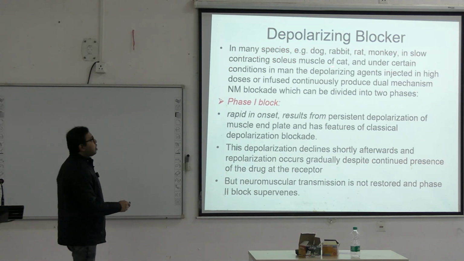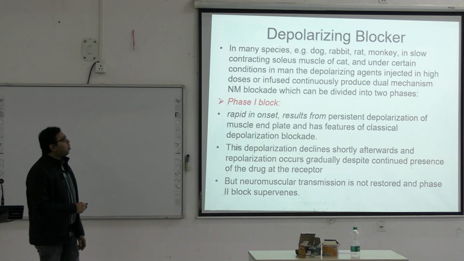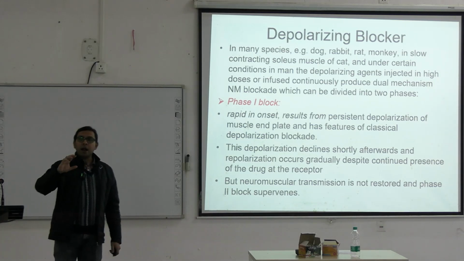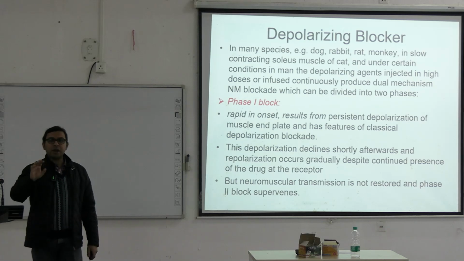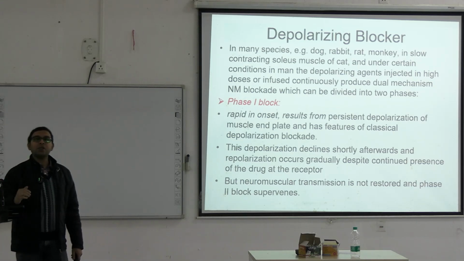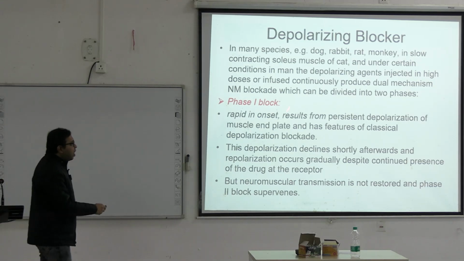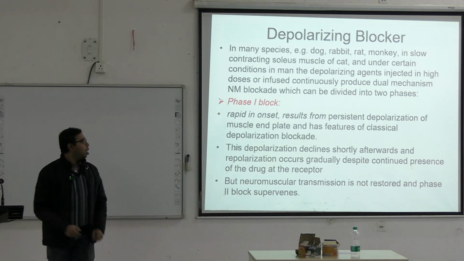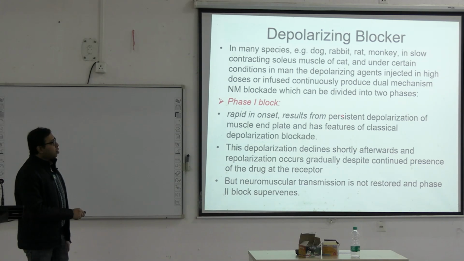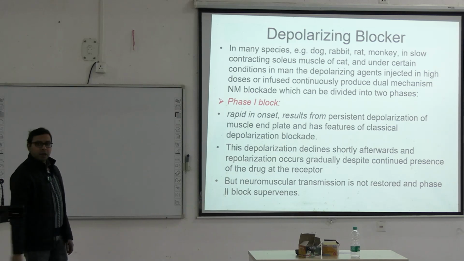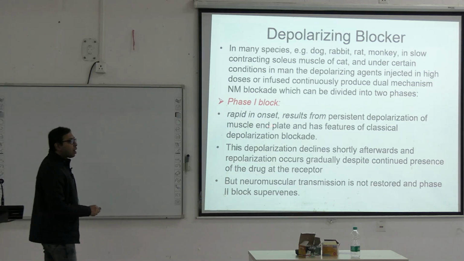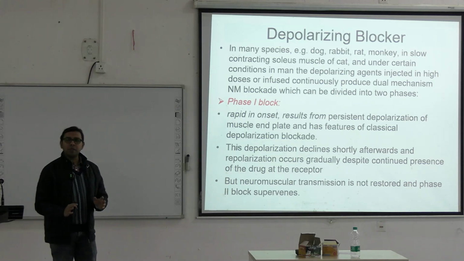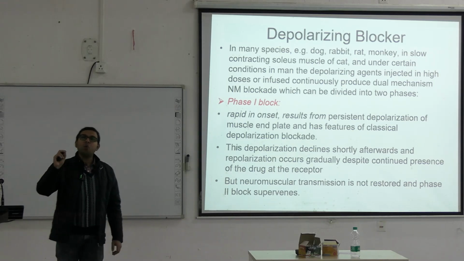So, in many species and also in slow contracting soleus muscles or in different muscles, according to the amount that is injected, they cause the phase 1 and phase 2 reactions, which we have already discussed. Phase 1 block is the normal depolarizing action. It is rapid in onset, results from persistent depolarization of the muscle end plate and has features of the classical depolarization blockade. Classical depolarization blockade is also known as the phase 1 blockade.